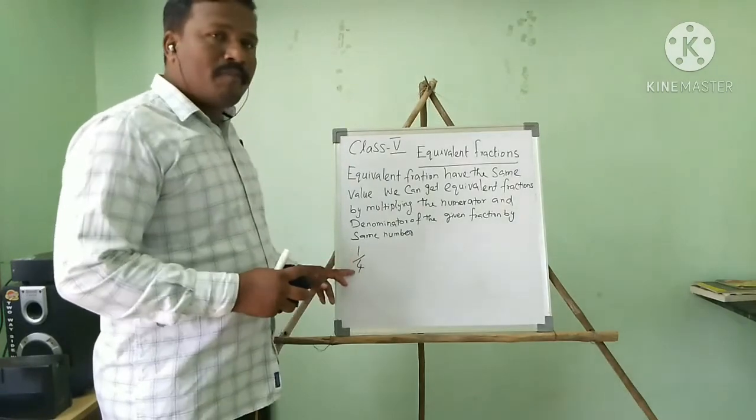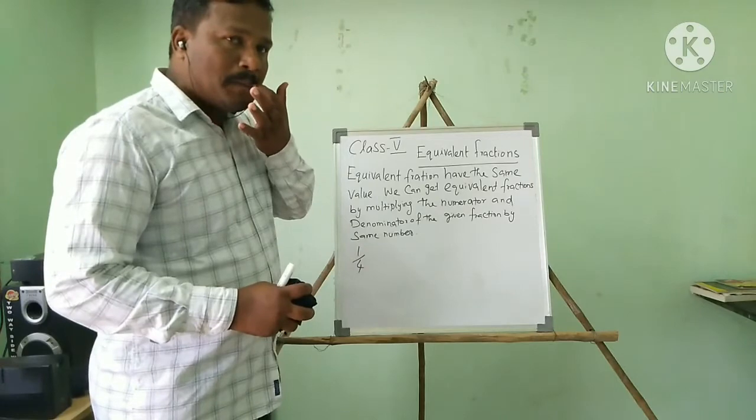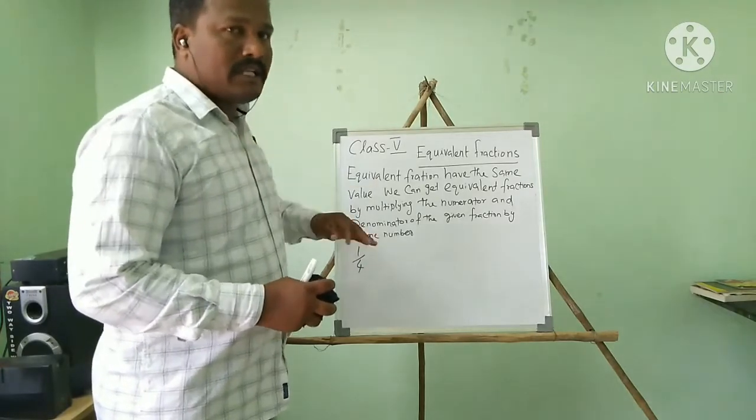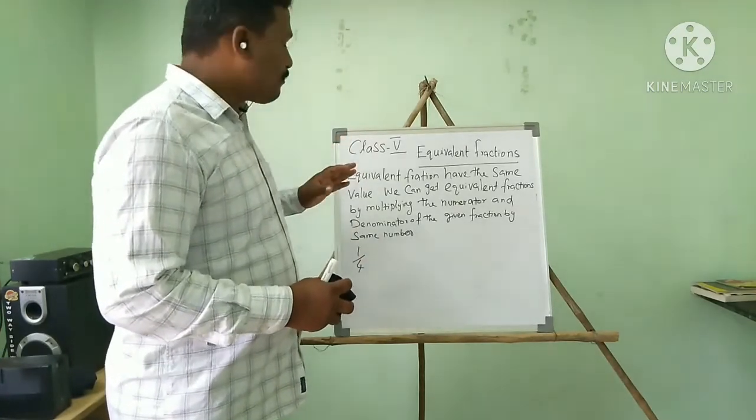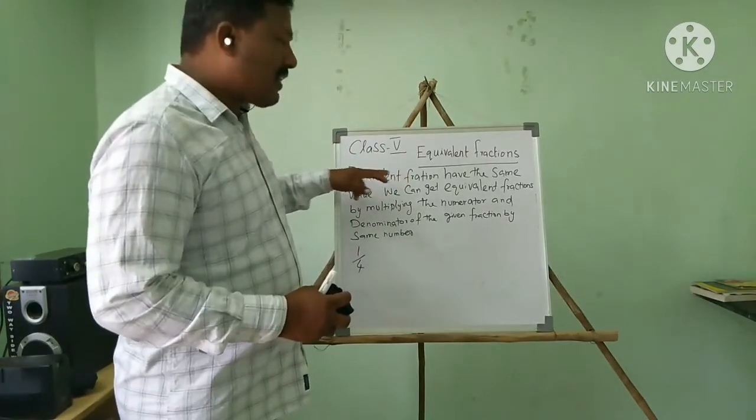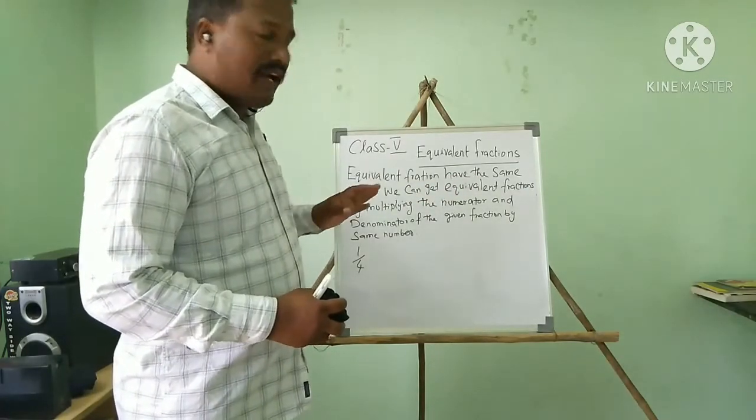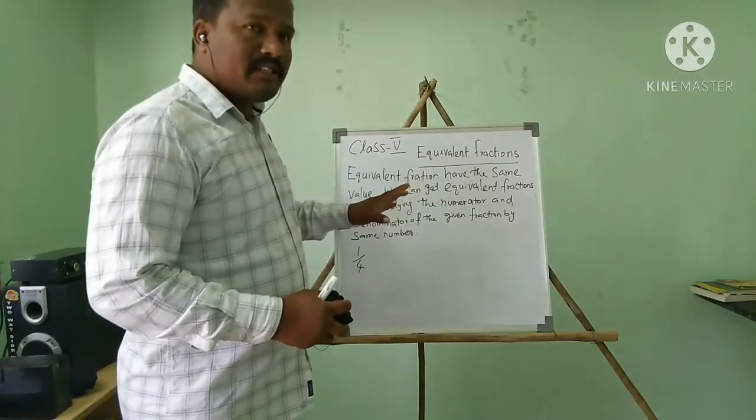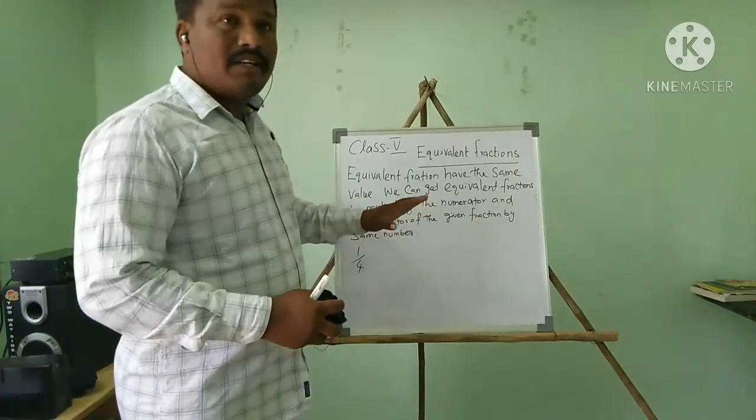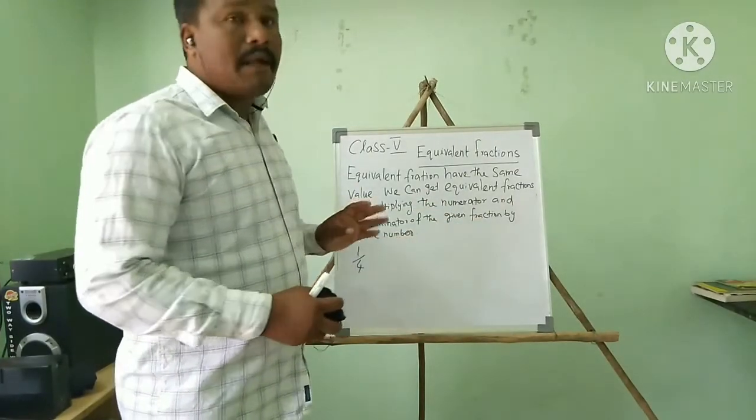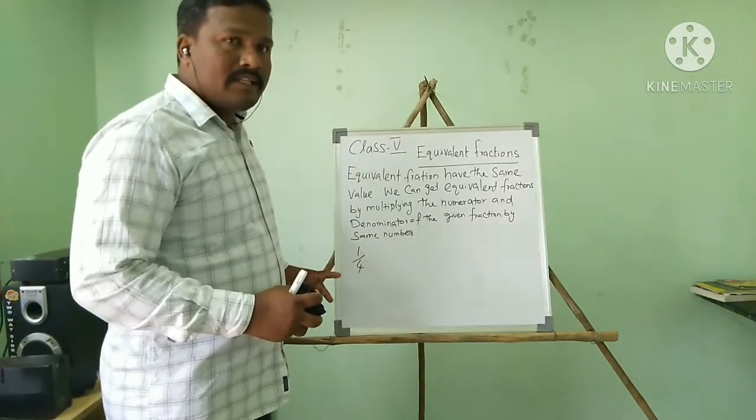If you see 1 by 4, what fraction is it? Can you tell me? I'm waiting. Okay, now I enter the sum. Equivalent fractions have the same value. We can get an equivalent fraction by multiplying the numerator and the denominator of the given fraction by the same number. Here 1 by 4 is what fraction? If you find, just message me.